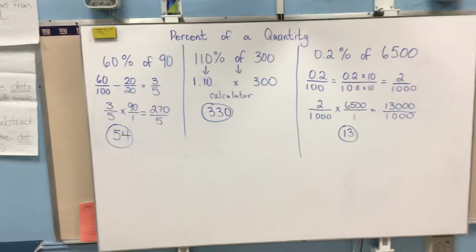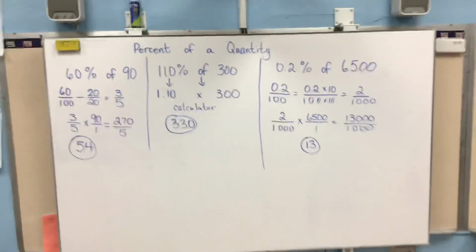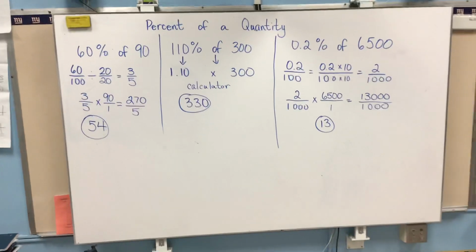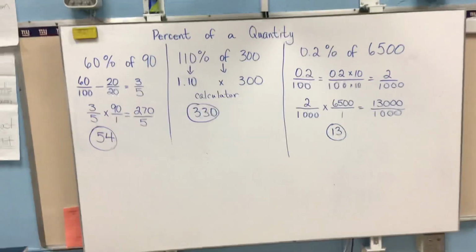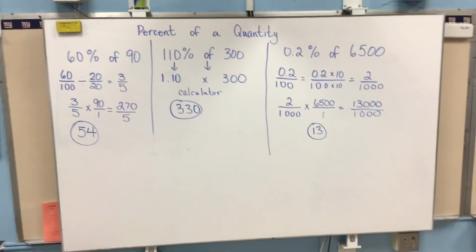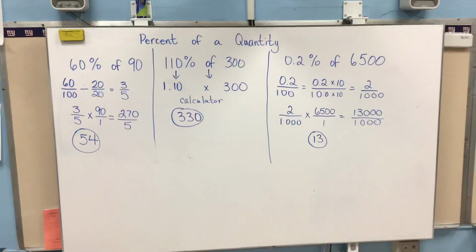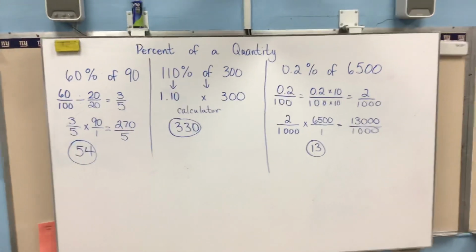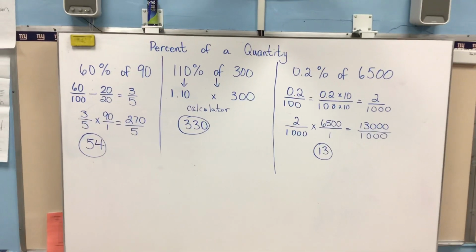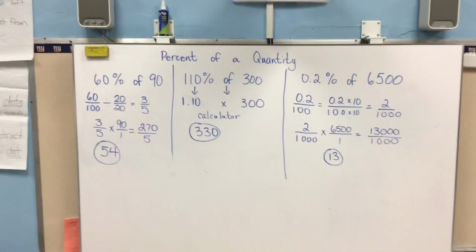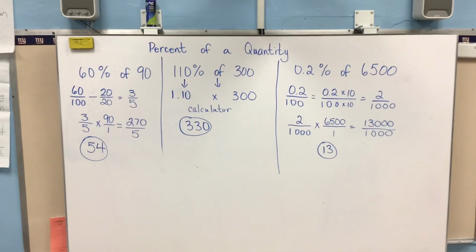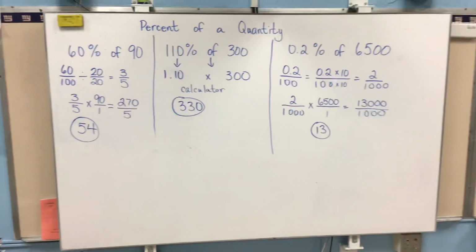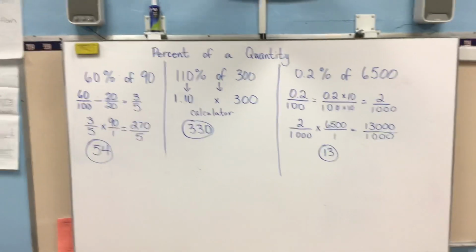In my second example, I have a percentage over 100. And in this case, I am simply changing that percent to a decimal. So I have 110% of 300. I take that 110%, divide it by 100 to turn it into a decimal. The decimal is 1.10 or 1.1, but I like to put my zeros in to hold the place.